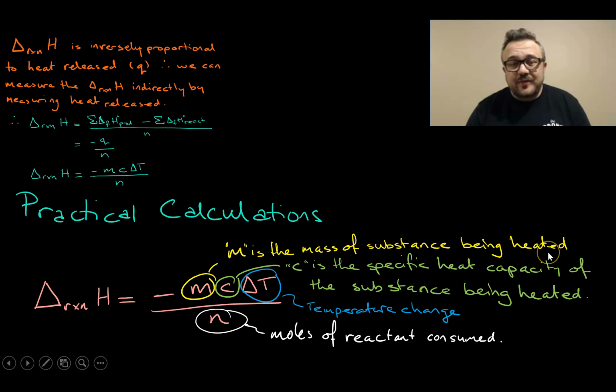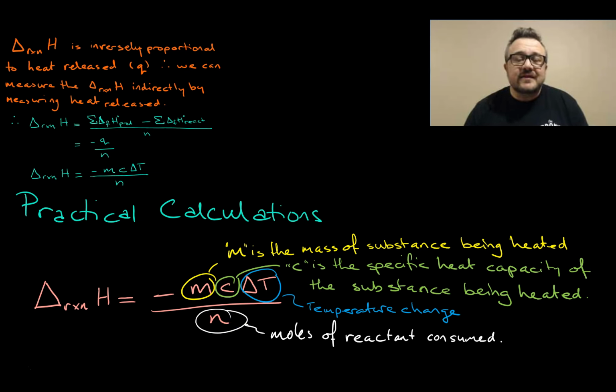M is the mass of the substance being heated, usually the water and the calorimeter if it's from underneath. C is the specific heat capacity of the substance being heated. Again, usually water, but if we're doing it in a can calorimeter, you'll actually do the MC delta T twice and add them together, but you'll divide it by the moles only once, and delta T is the change in temperature. N is the moles of the reactant consumed.